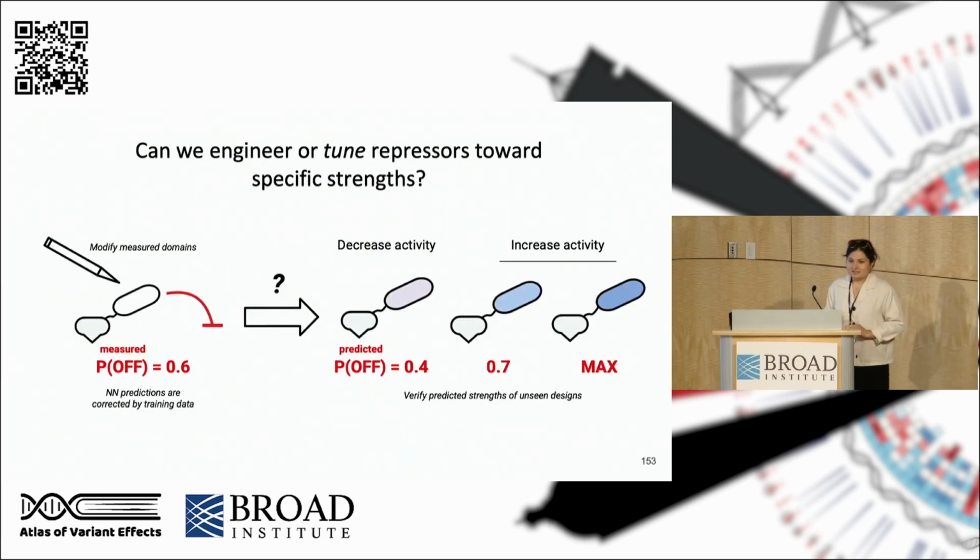Because we saw that if we give the model all this data from things that are in the training set, it's able to predict things that are close by or near to what's in the training set. And if we give it the wild type values, it can predict things that are not just relative, but absolutely correct. So our question was, can we now use our neural net to engineer or tune repressors towards specific strengths, given a seed sequence that the model already knows the actual value of?